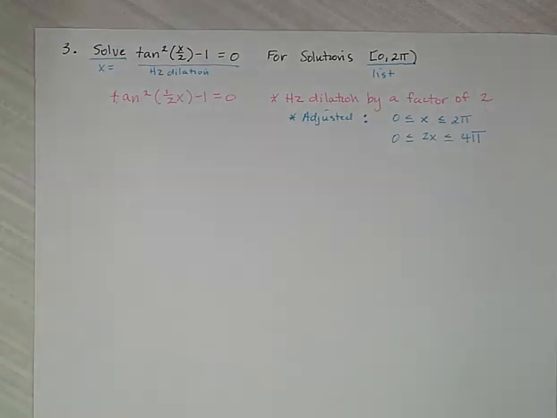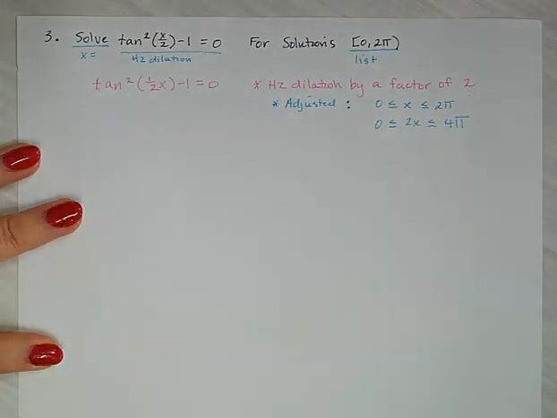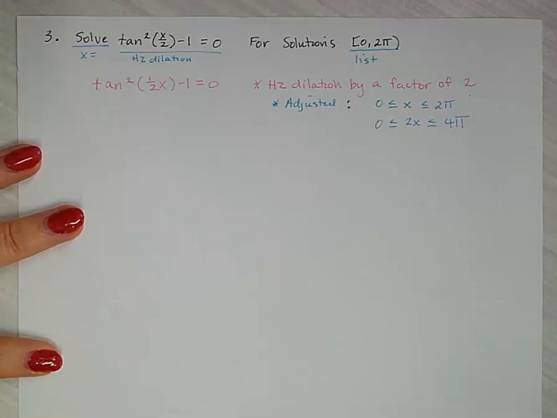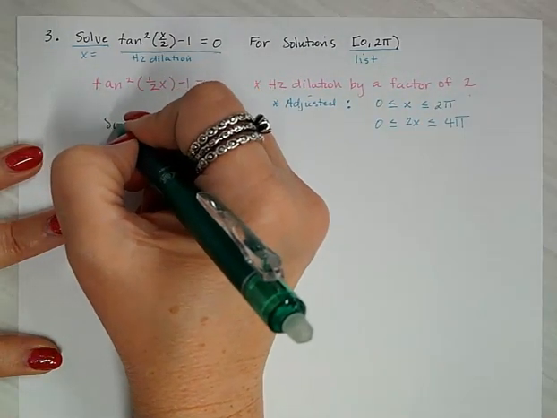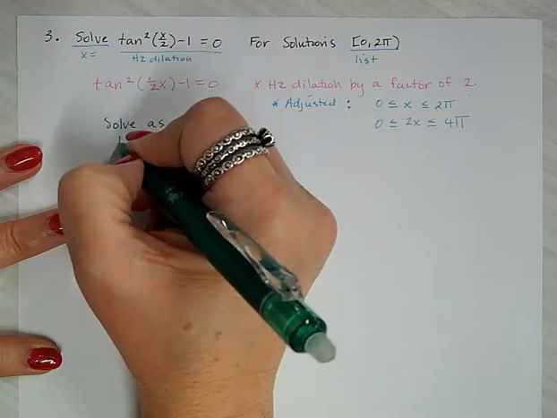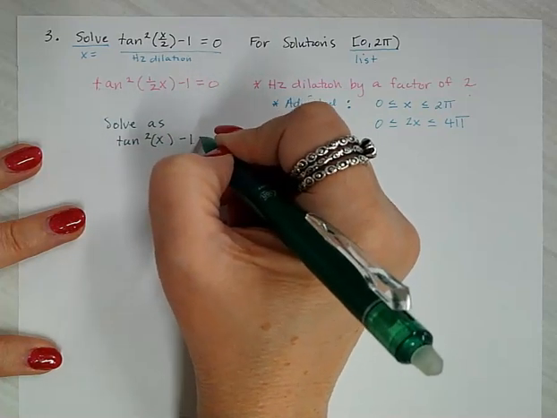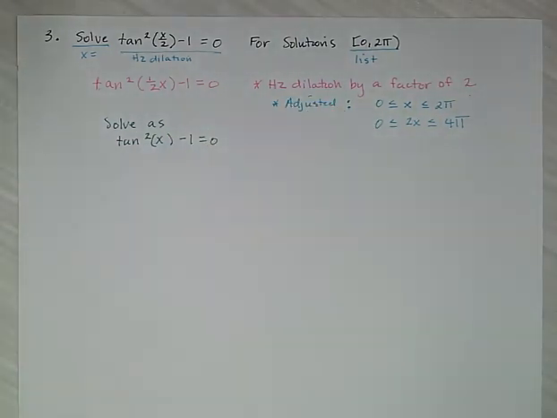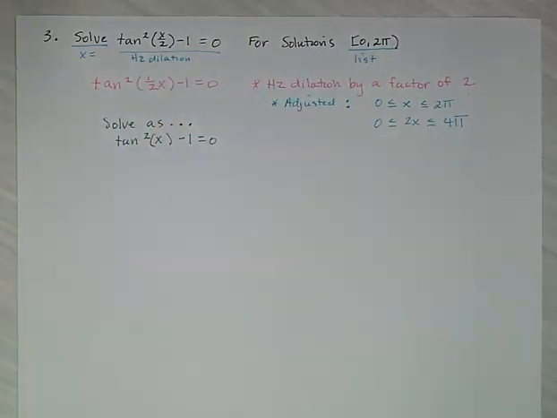So it's always a good idea to get this adjustment jotted down before you start the problem. All right, so now we can begin. We're going to follow the same procedures that we did with vertical asymptotes. We're going to generate our list of angles as if we were solving tangent squared of x minus 1 equals 0. So we're going to think about it in terms of just a plain old equation, and then, like we did with our vertical asymptotes, we will adjust at the end.